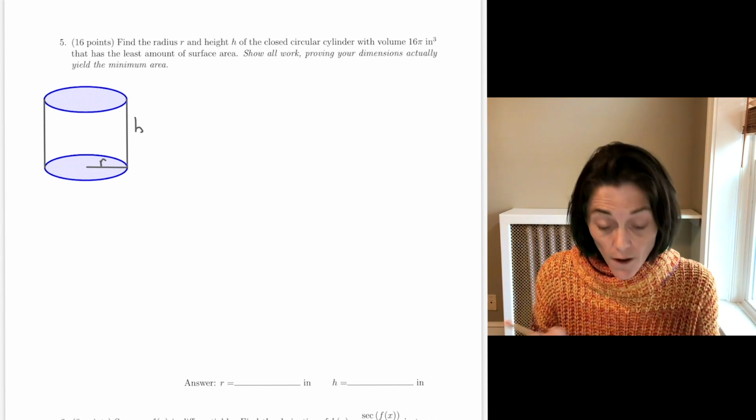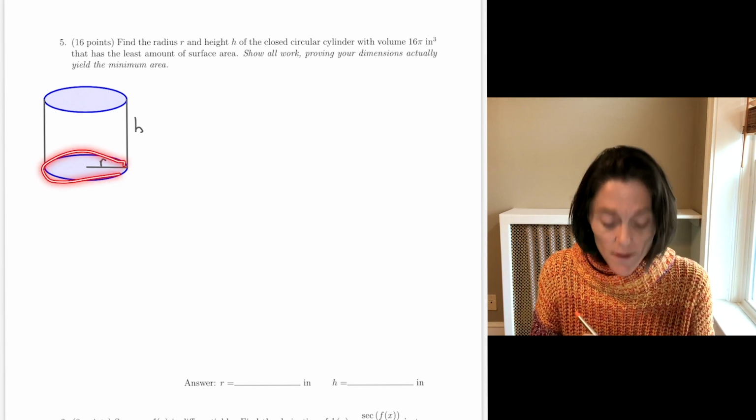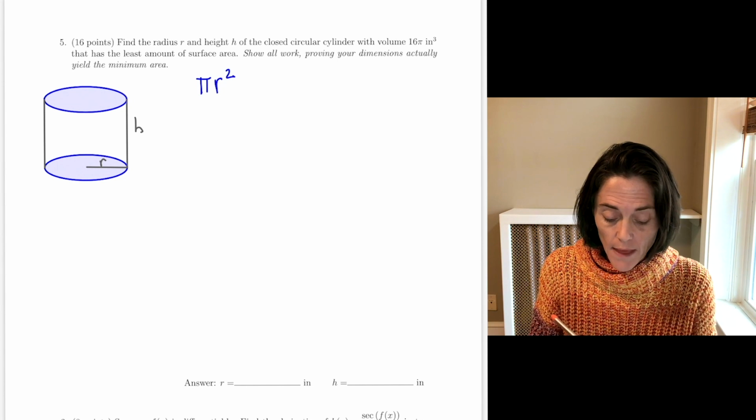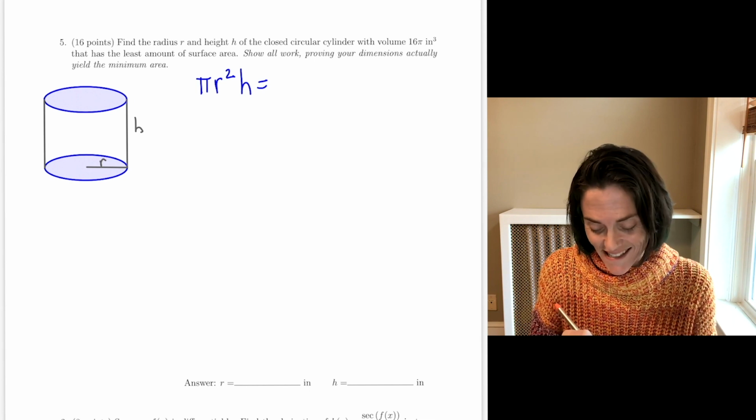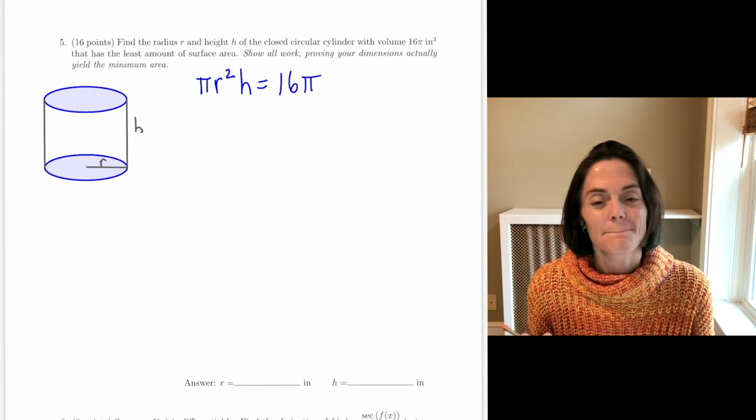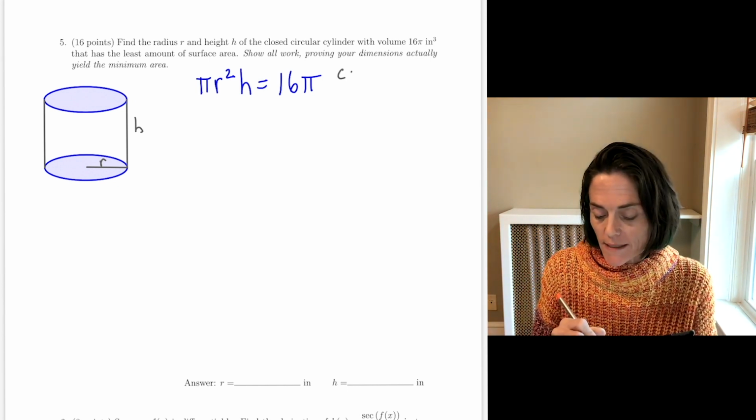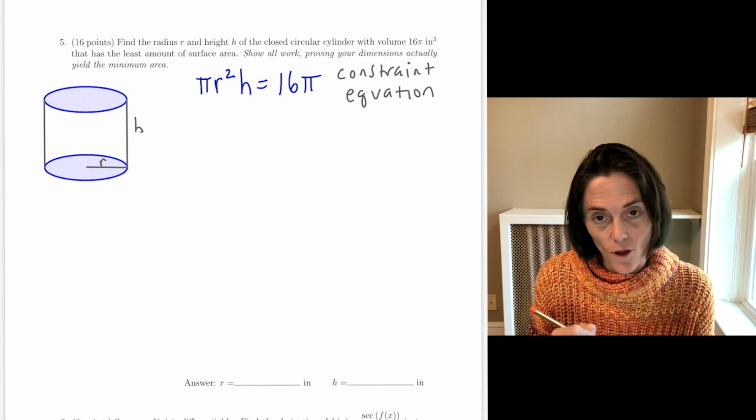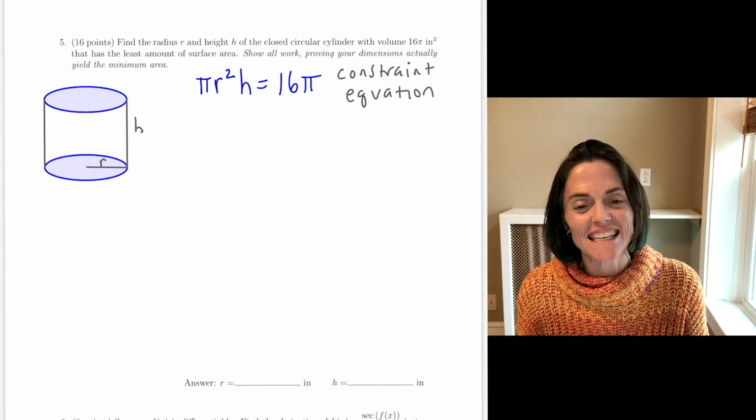Well, we are given the volume, so let's write that out. The volume, how do we calculate this? We take the area of the base, which is pi r squared, and then multiply by the height. And we're told this is 16 pi. You notice this is an equation. This is my constraint equation. I am not trying to maximize or minimize volume. This is given. Volume is fixed, 16 pi inches cubed.